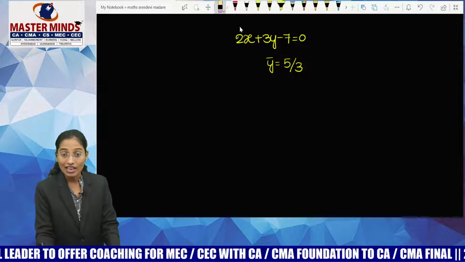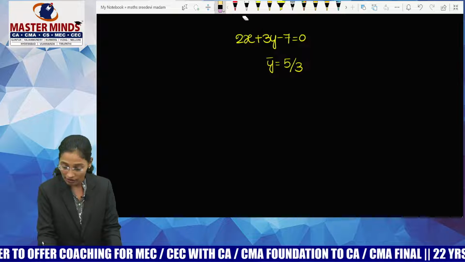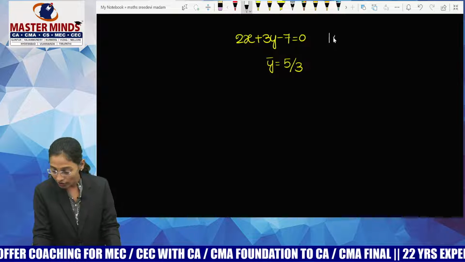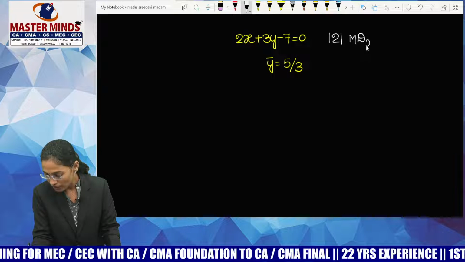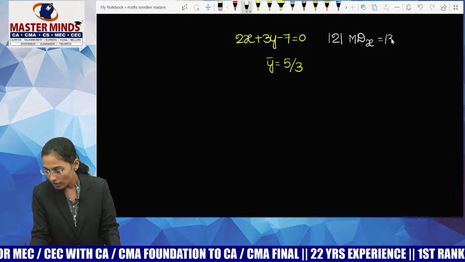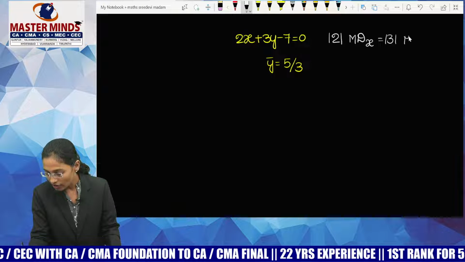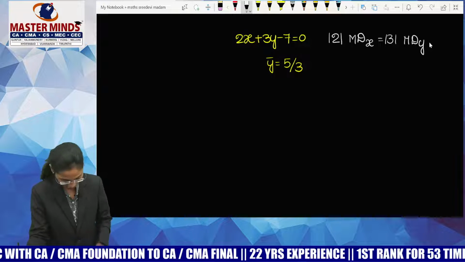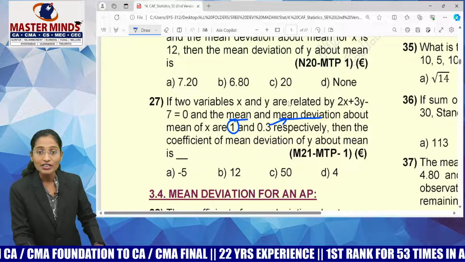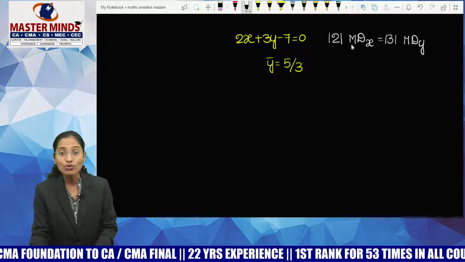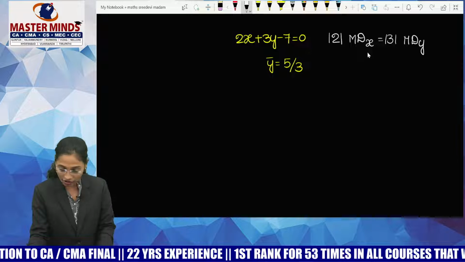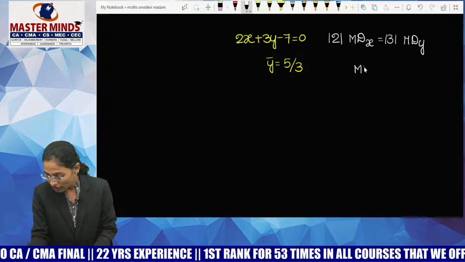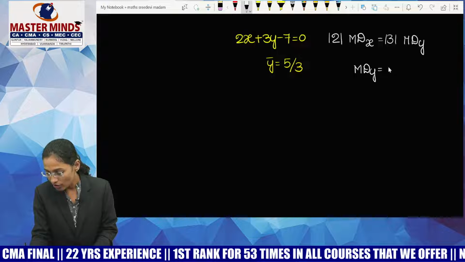So I have calculated y bar, and now I need to calculate the mean deviation of y. The relation between x and y is 2x plus 3y minus 7 equals 0, no? Then you can write modulus 2 into mean deviation of x equals modulus 3 into mean deviation of y. What is the mean deviation of x according to the question? 0.3. So what is 2 into 0.3? 0.6 by 3, how much is it? 0.2. So the mean deviation of y equals 0.2.